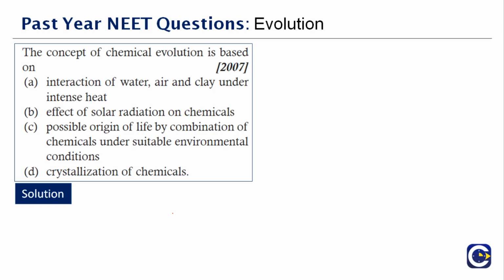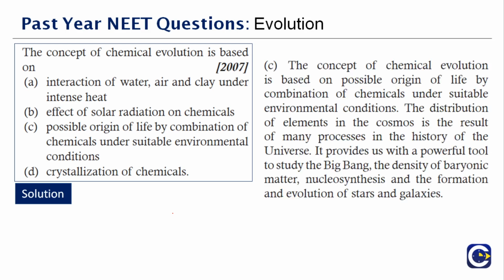The formation of complex organic molecules from simple inorganic molecules through chemical reactions in the oceans during the early history of the earth. So this was the first step towards the development of life on the planet. So I've given you a clue. Now you should be able to understand what the answer is. Yes, it is the possible origin of life by combination of chemicals under suitable environmental conditions.